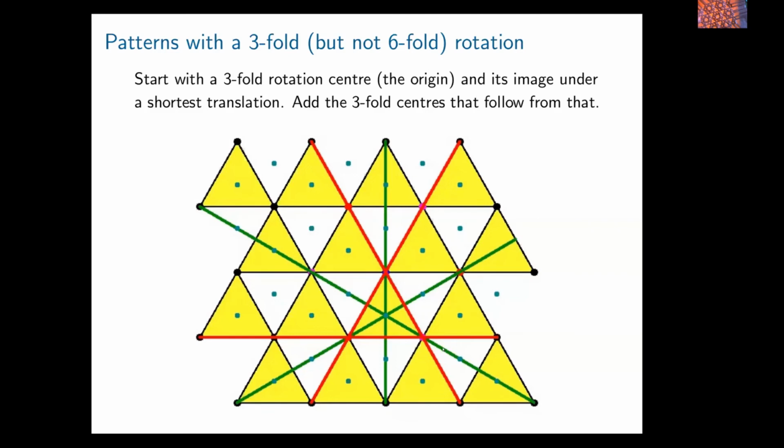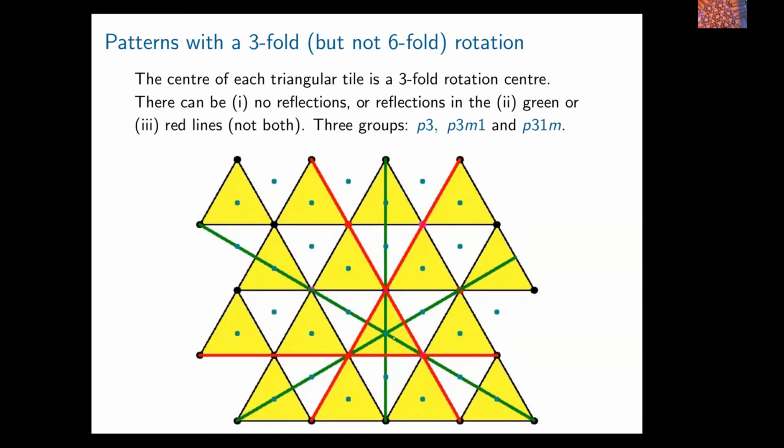So either the three red lines are symmetry axes, or the three green ones are, or none of them are. But it can't be all six, because then we'd be back in the group P6M. Okay, so this way, we get three more groups. We get P3, which has only rotational symmetry. We get the one called P31M, which has reflections in the green lines. And we get P3M1, which has reflections in the red lines, but not the green ones.